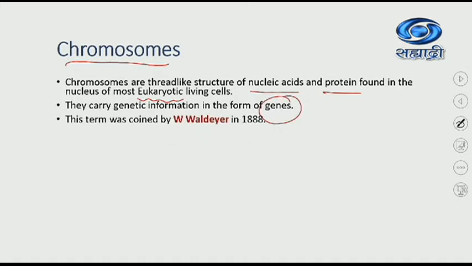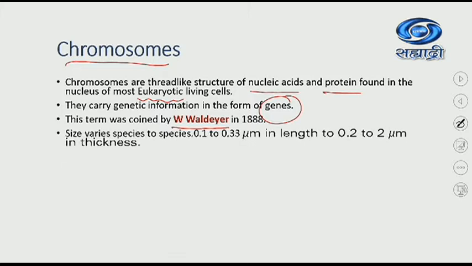The term was coined by W. Waldeyer. Very important. Learn it by heart again and again. It can be asked in an MCQ. So the term chromosome was coined by W. Waldeyer in 1888. Size varies from species to species. It can be from 0.1 to 0.33 micrometer in length to 0.2 to 2 micrometer in thickness. So the length of the chromosome is different, and even the number of chromosomes is different from species to species.